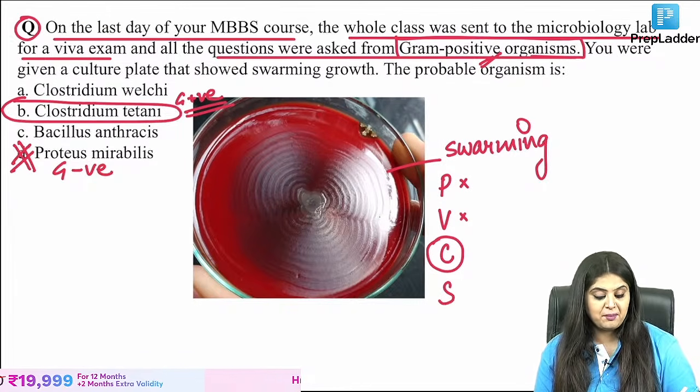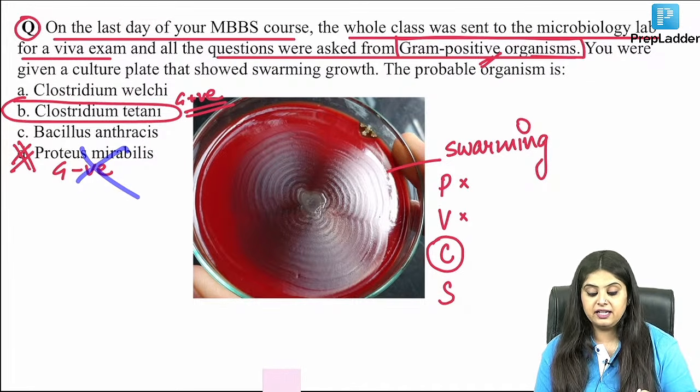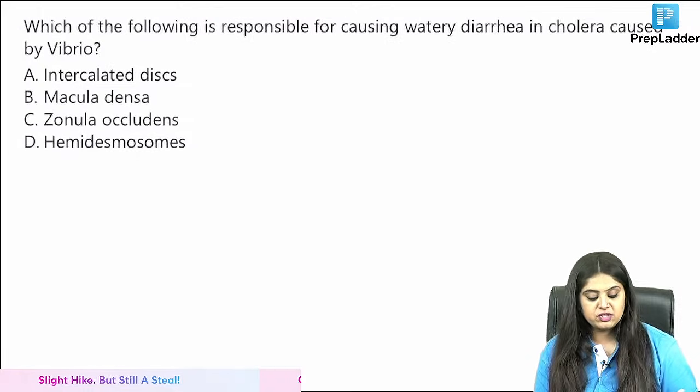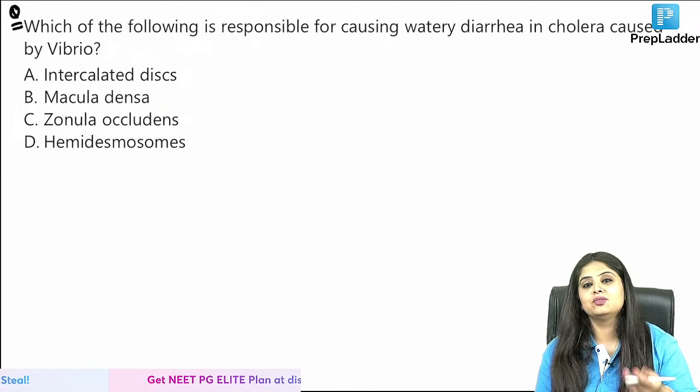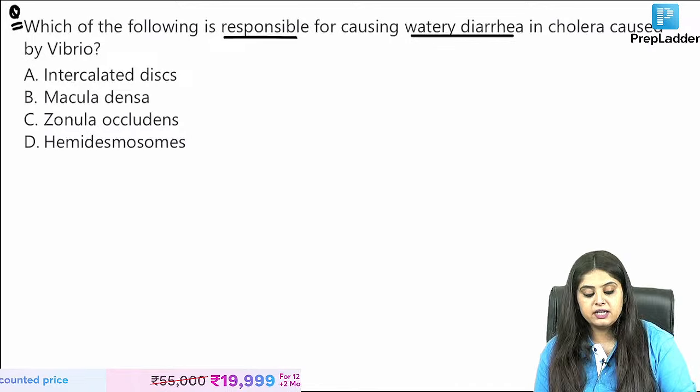If our answer had been Proteus, all these questions would have come. But our answer was not that, it was gram positive, so I selected Clostridium tetani. I'm moving on to the next question. I cannot finish now without this. This is asked in every exam. Which of the following is responsible for causing watery diarrhea in cholera by Vibrio?